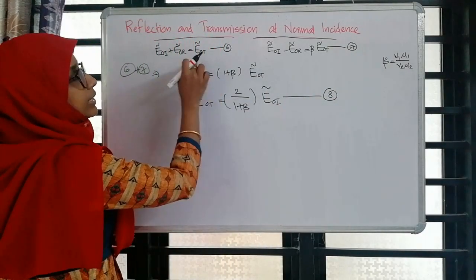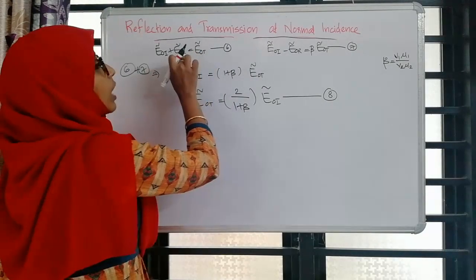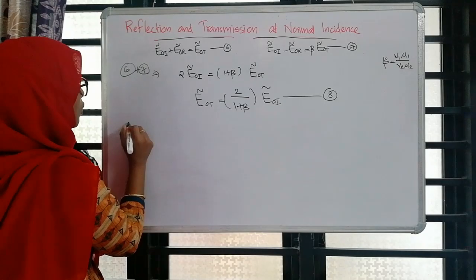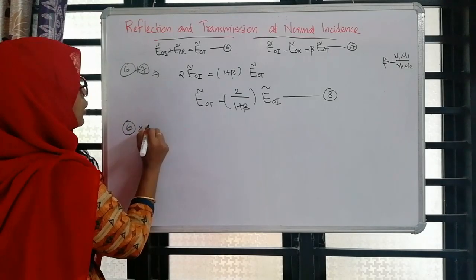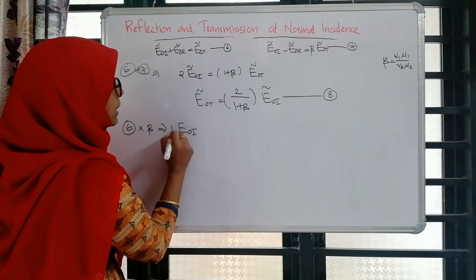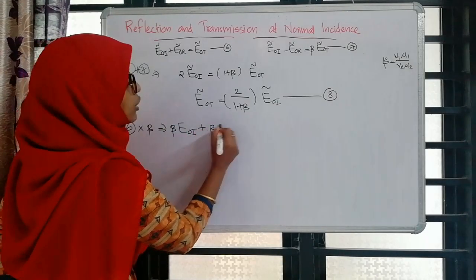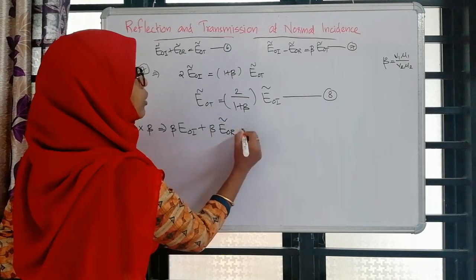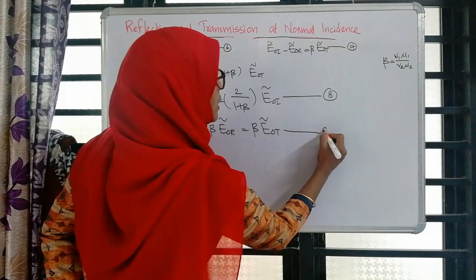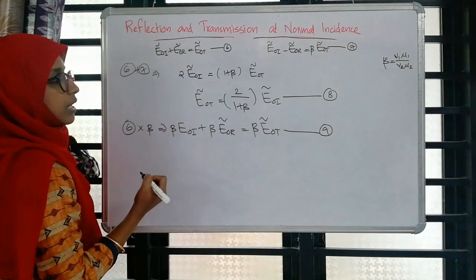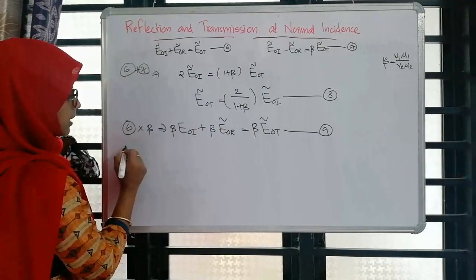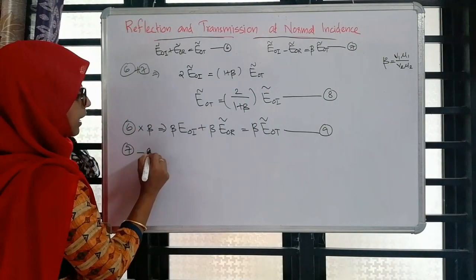Now, I need to get the relation between E0R and E0I. So, I am going to multiply equation number 6 by beta, which implies beta E0I plus beta E0R is equal to beta E0t, and give it as equation number 9. Now, subtract 9 from equation number 7.